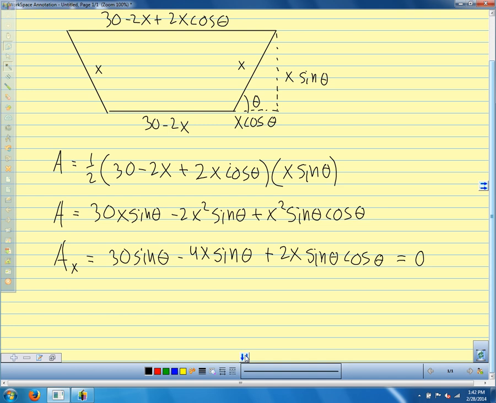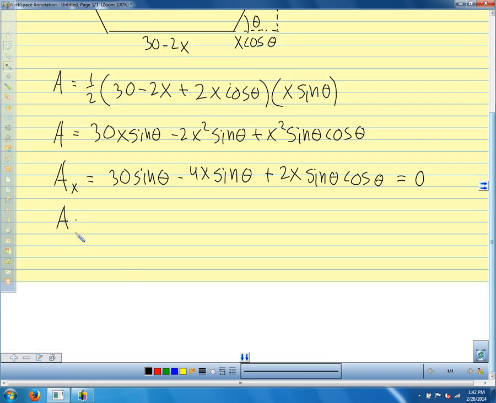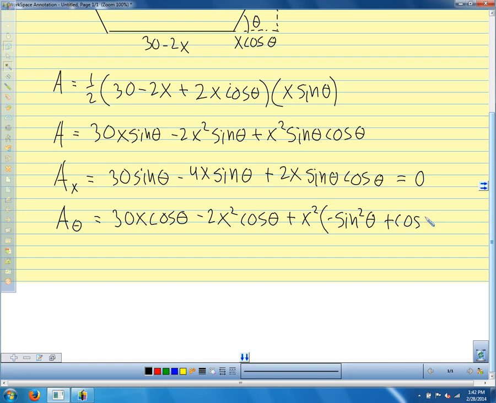And I'm going to take my partial with respect to theta. A sub theta, when I take that partial derivative, I get 30x cosine theta minus 2x squared cosine theta plus x squared. And when I take the derivative of this, I get minus sine squared theta plus cosine squared theta. And we want that equal to 0. Now what I'm going to do here is write sine squared theta in terms of cosine squared theta. So I just have one trig function in this.